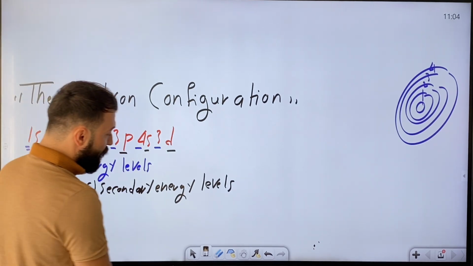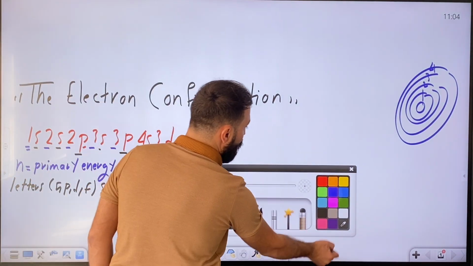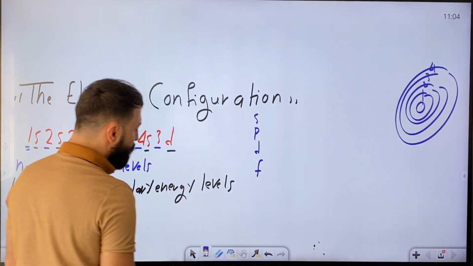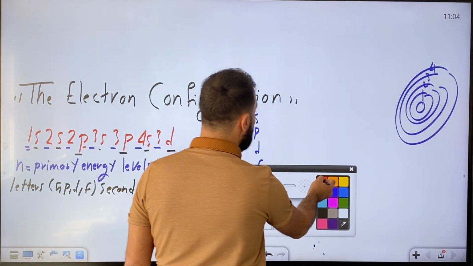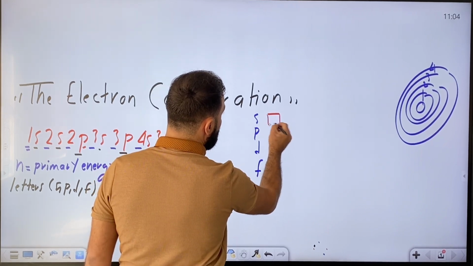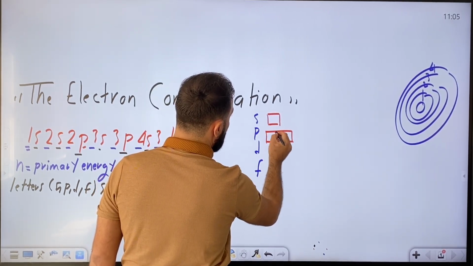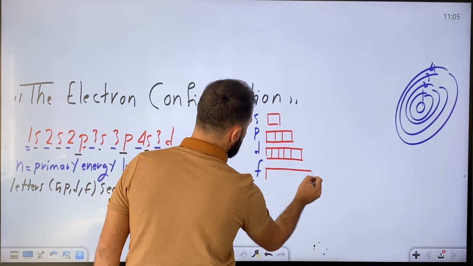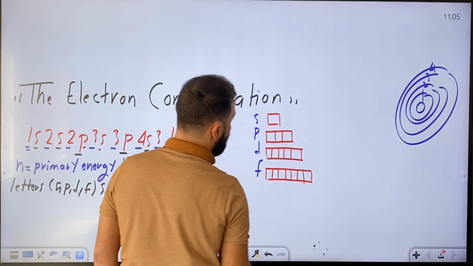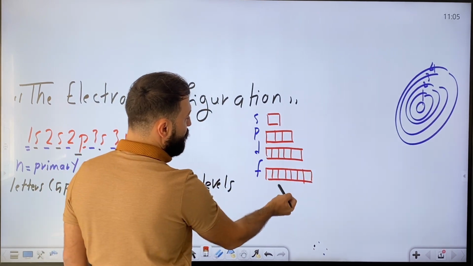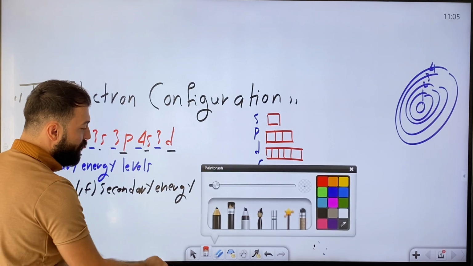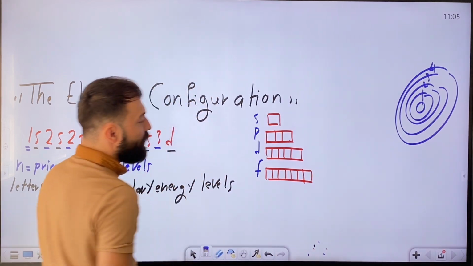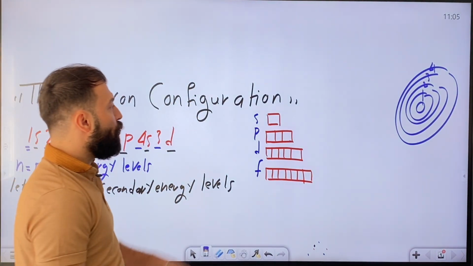You should also know that the secondary energy levels s, p, d, and f contain certain numbers of orbitals. The s has 1 orbital, the p has 3, the d has 5, the f has 7. How do you remember them? Just start with 1 and add 2 each time: 1 plus 2 equals 3, 3 plus 2 equals 5, 5 plus 2 equals 7 orbitals.